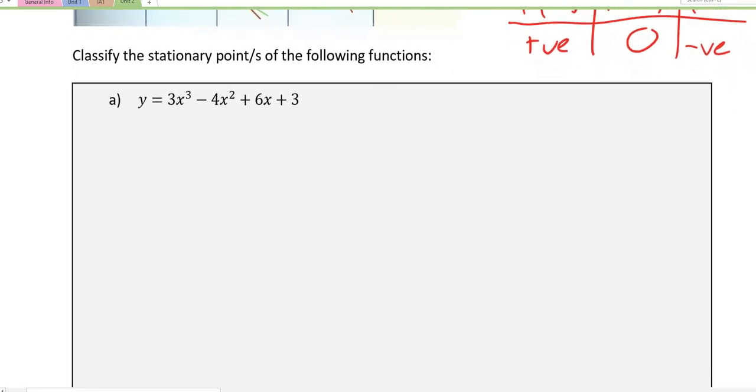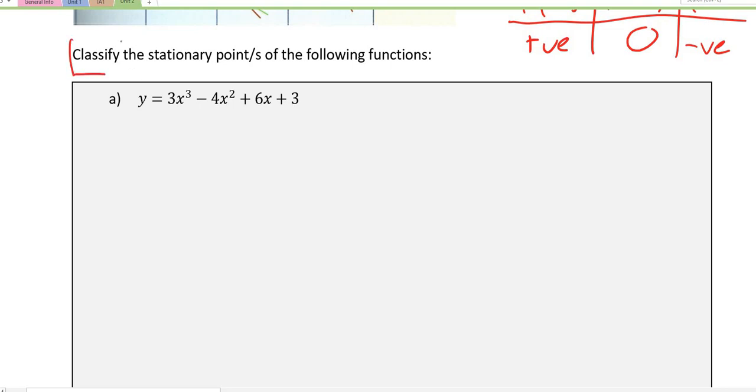Okay. So the way you know that you're being asked to say whether it's a minimum or a maximum, guys, is the question will say something about classify. So you can see that it says classify the stationary points. What that means is it wants to know where the stationary point is and it wants to know what it is. So we've got to say this stationary point is at 0.5 and it's a maximum, or this stationary point's at 2.7, it's a minimum, whatever that is. Okay.